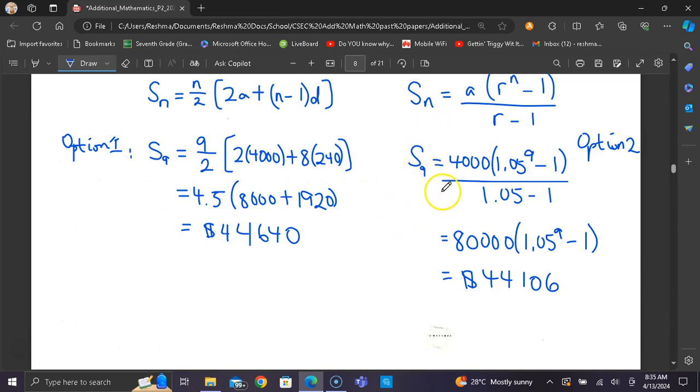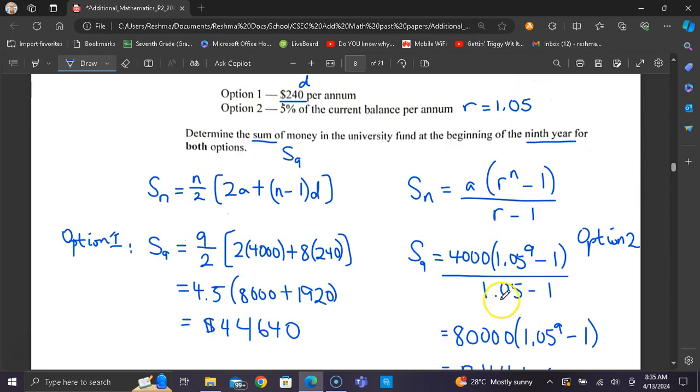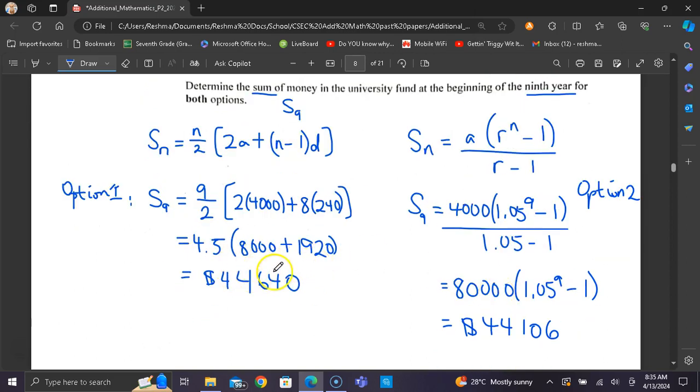So we see that for option 1, which is the arithmetic series, you actually get more money than option 2, the geometric series. Okay, so this is the sum of money in option 1 and option 2 at the beginning of the 9th year.